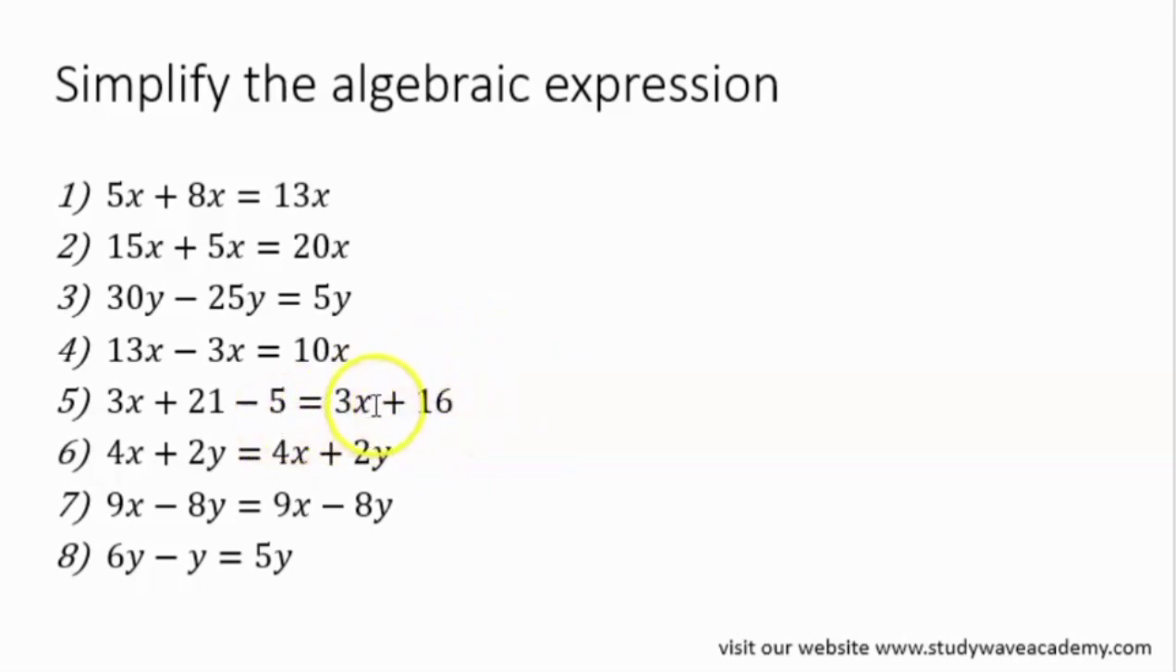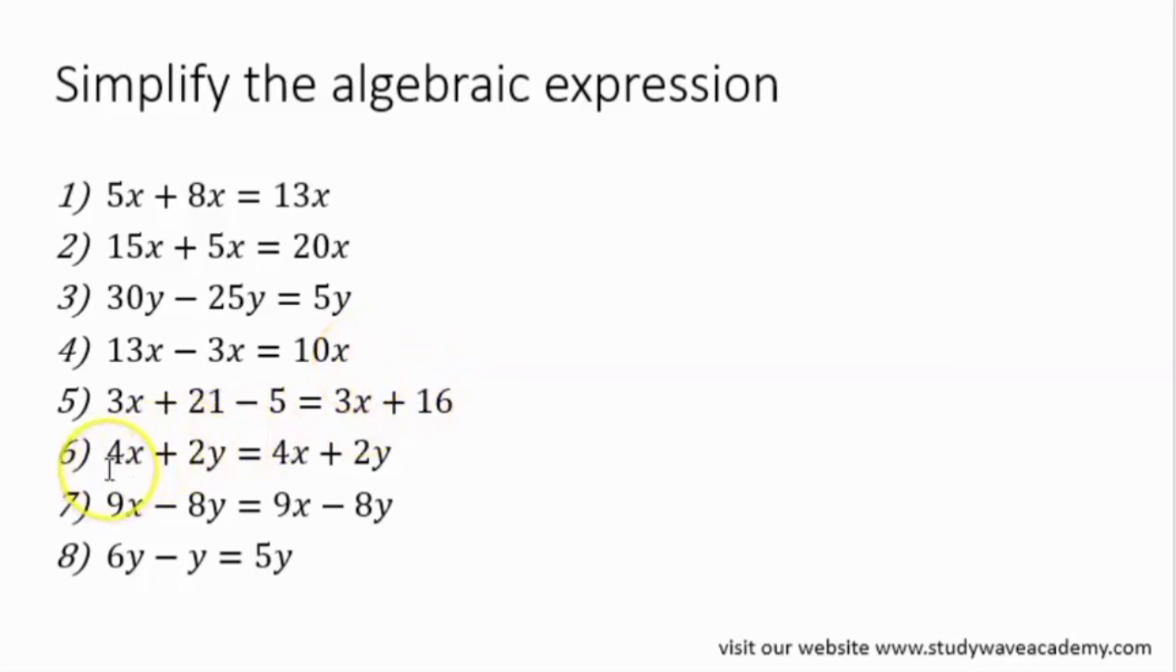We can't add 3x plus 16 because 16 does not have a variable, and it does not have x as its variable. Remember at the beginning I said variables cannot add with numbers. So these two can't be added together, and this is the simplest this expression can go. Can we move on? Yes.